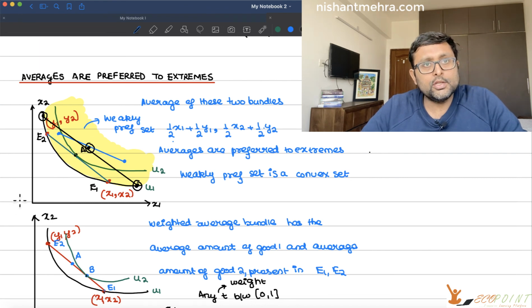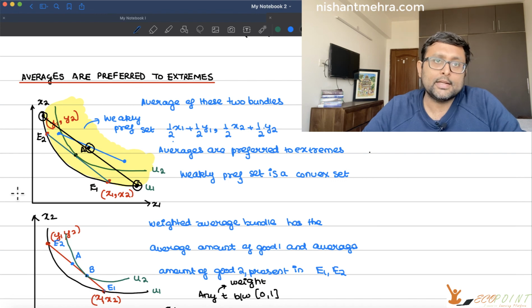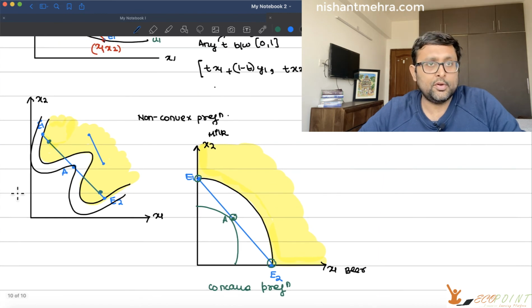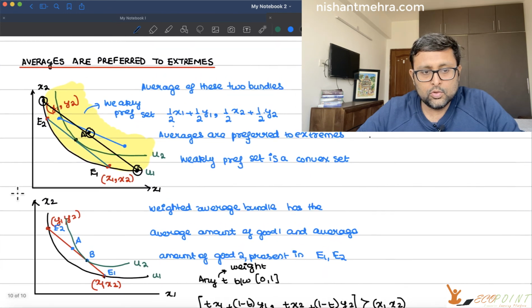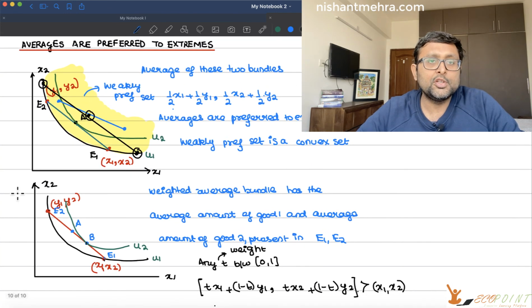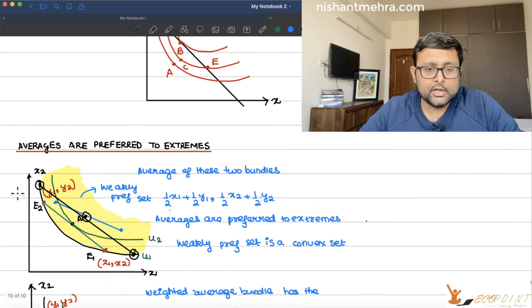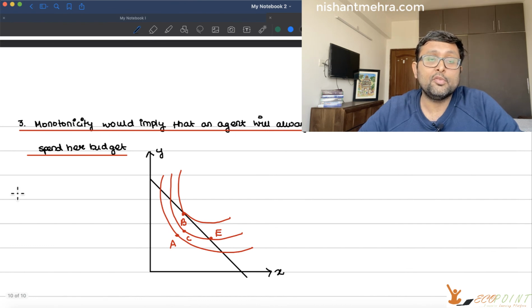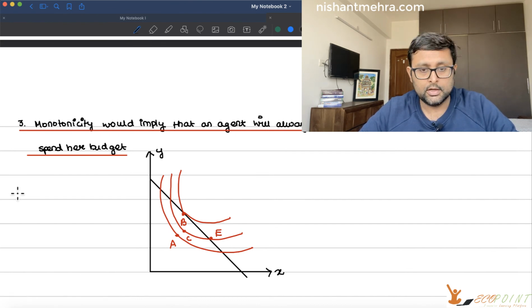So in general, what is true is that yes, you would want to consume a mixture of both the commodities. For that, averages are preferred to extremes is a nice assumption to make. When extremes are preferred to averages, concave or non-convex preferences are there, right? So the main reason for averages being preferred to extremes is basically that you would want to consume both the goods together. So what have you done? The first property of well-behaved preferences: more is better. Second property of well-behaved preferences: averages are preferred to extremes, right? Thank you.